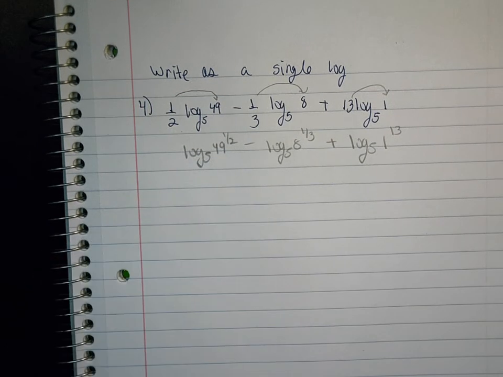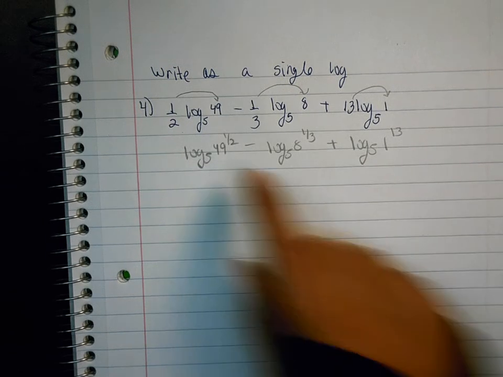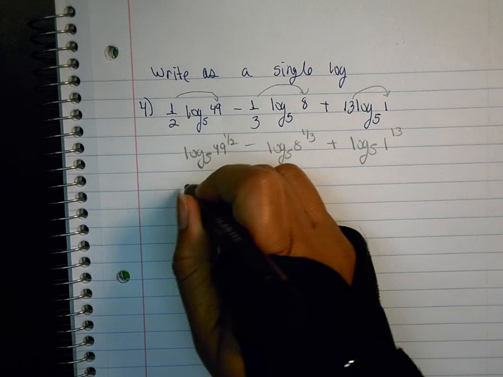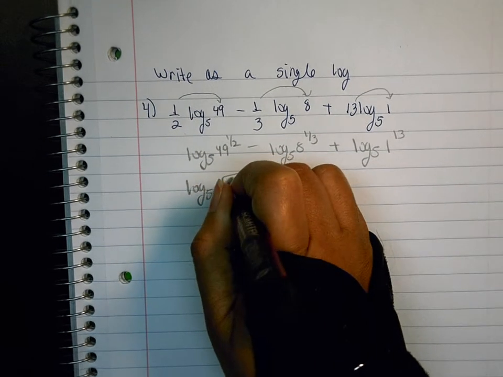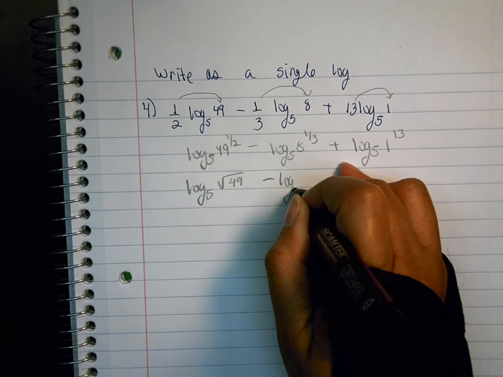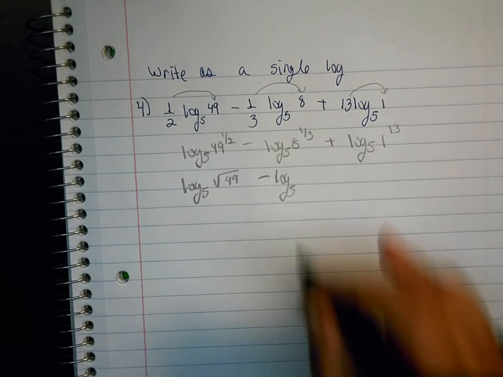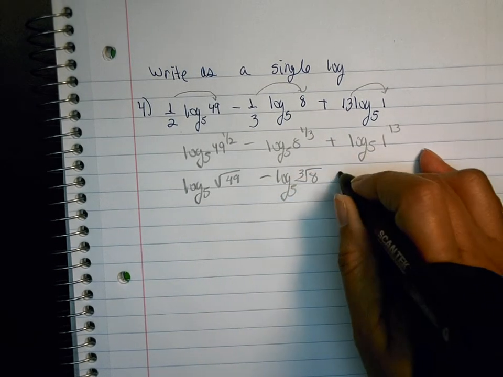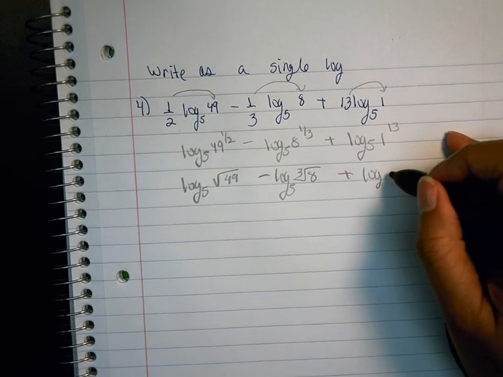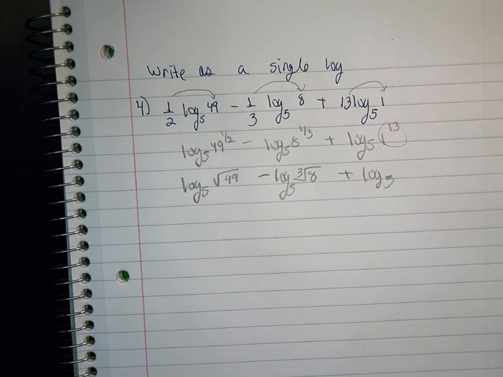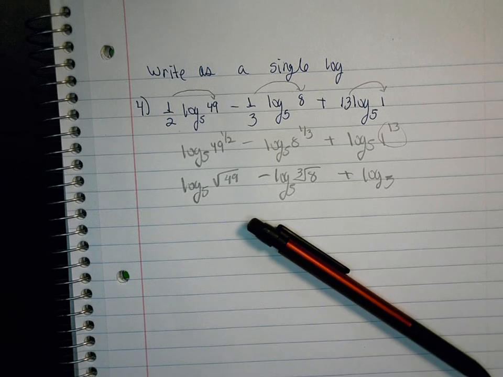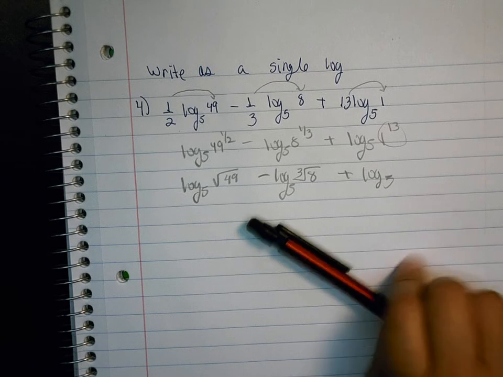What does a 1/2 power mean? Square root. Can we take the square root of 49? Yes. If it helps you, you can first rewrite it so you know what's going on. It looks like this. And this one is going to look like, what is 8 to the 1/3? How do I rewrite that? Cube root of 8. And what's 1 to the 13th power? That we can calculate. What's 1 times 1 times 1 times 1, and so on? It's 1.